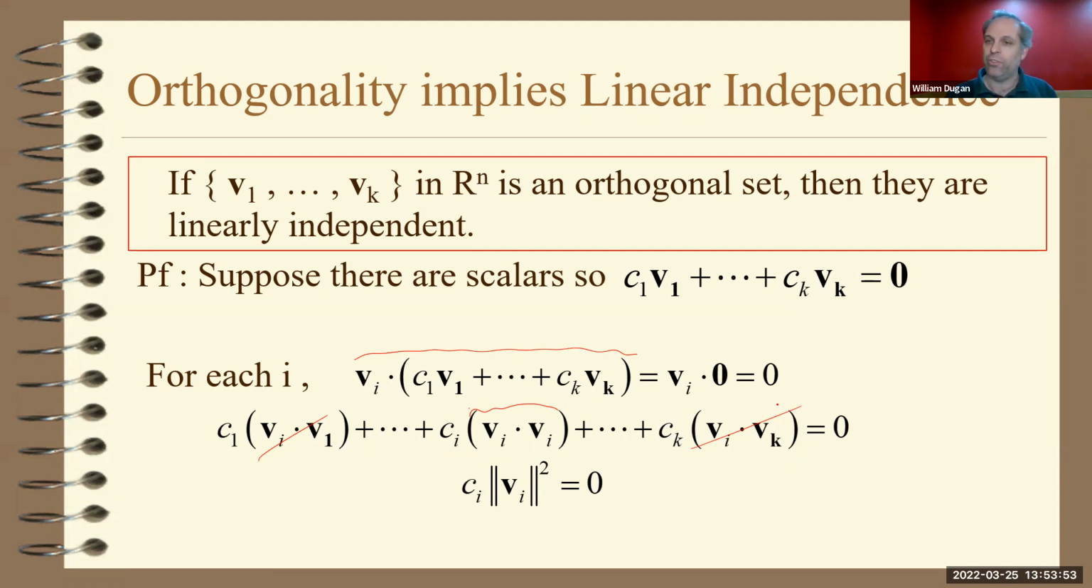But if it's an orthogonal set, then the vectors are not zero. So then the length of this vector is not zero. I can then divide both sides by this non-zero number to get that Ci must be zero. This is true for every i. So that means C1, C2, C3, up to Ck, they're all zero. And that's what we need to do in order to show that these vectors are linearly independent. So that's neat. Anytime you have an orthogonal set of vectors, they are instantly linearly independent.